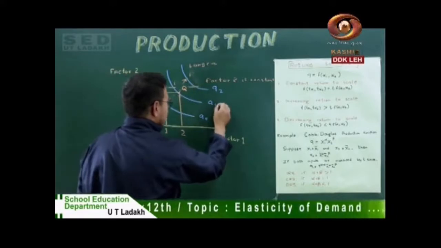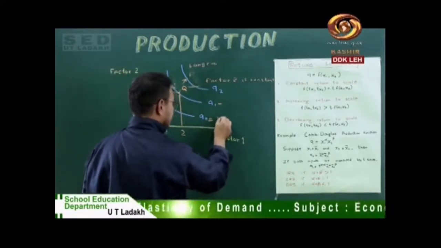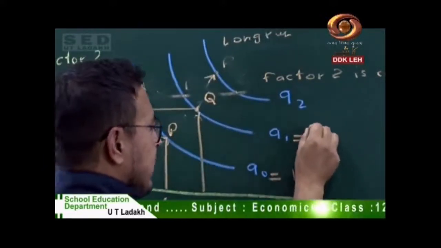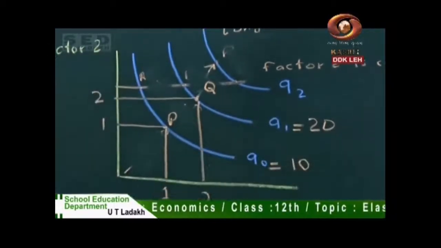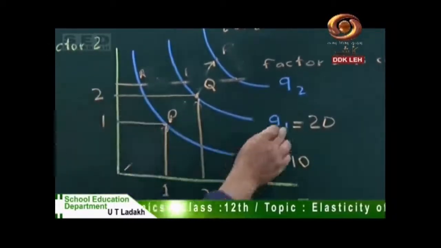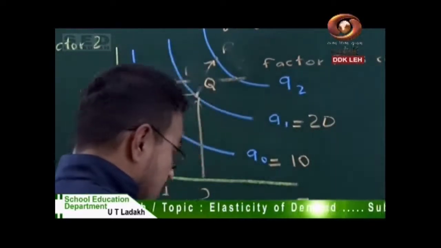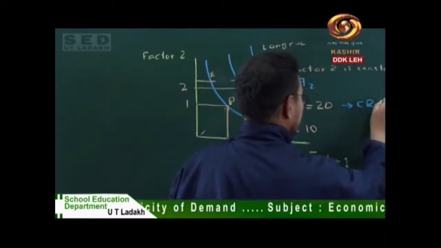Now say initially your Q is equal to 10, and now the output is say 20. Your input has doubled, your output has doubled. Then in such a case we call it a constant return to scale.